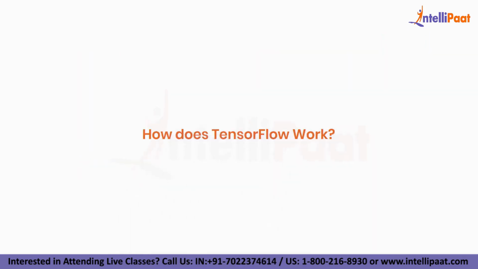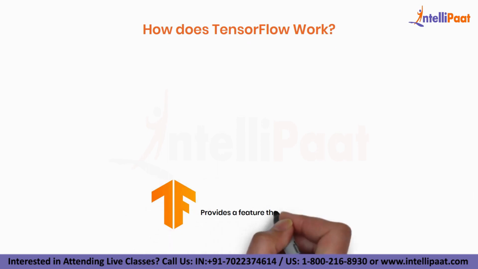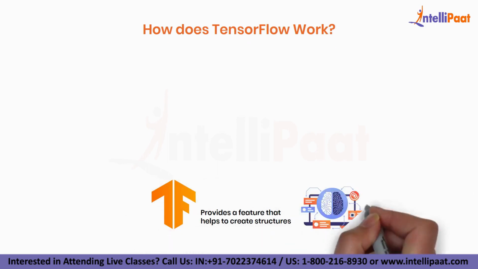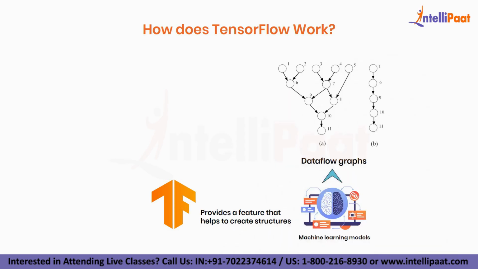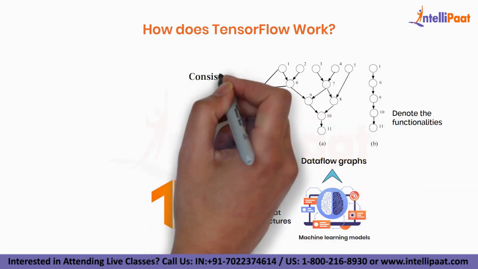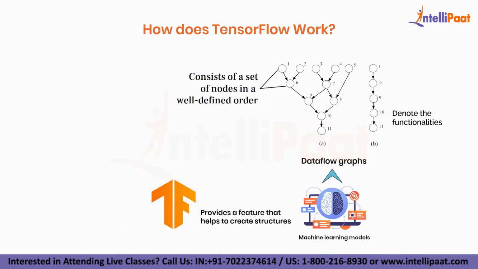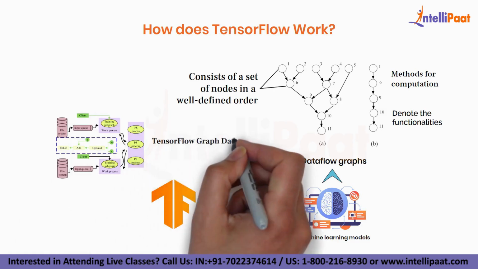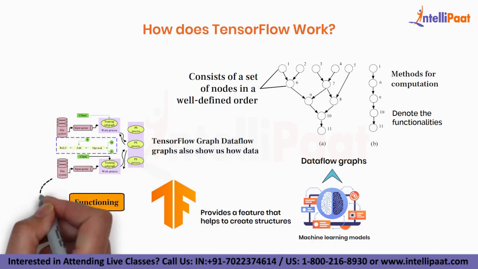How does TensorFlow work? One of the best things about TensorFlow is that it provides a feature that helps to create structures for machine learning models. These structures are made of data flow graphs. Data flow graphs denote the functionalities that you want to implement. It consists of a set of nodes in a well-defined order where you can specify the methods for computation. Data flow graphs also show us how data, including its functioning, moves through the graph.